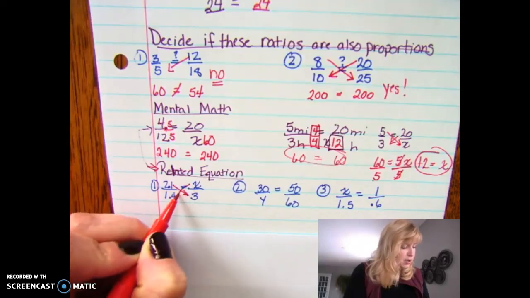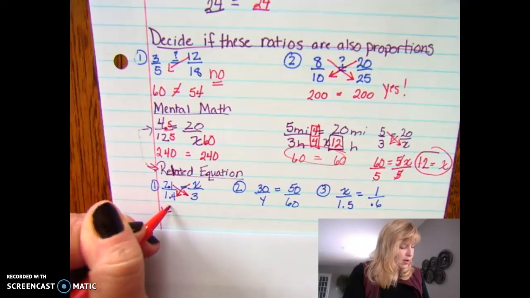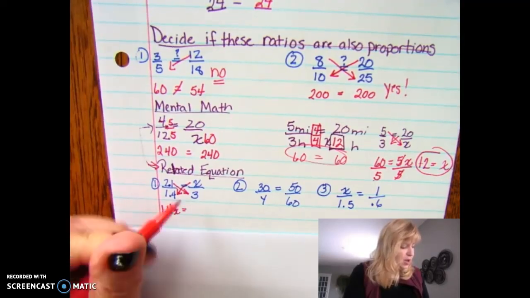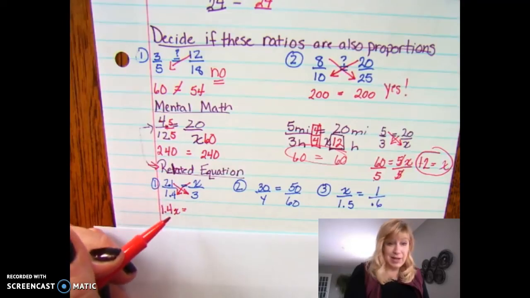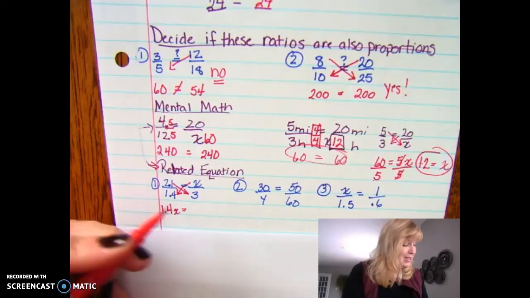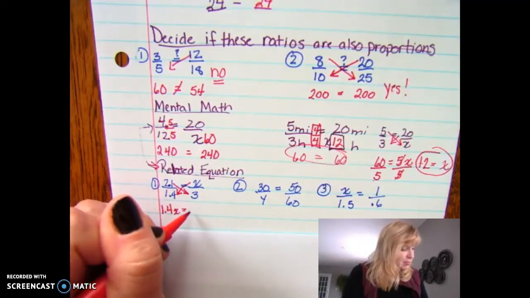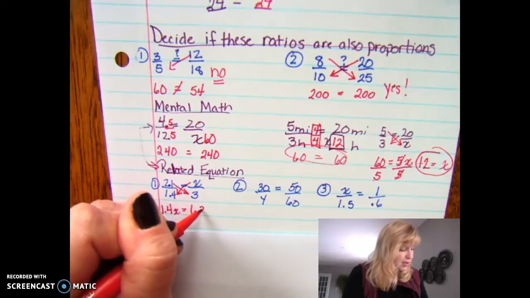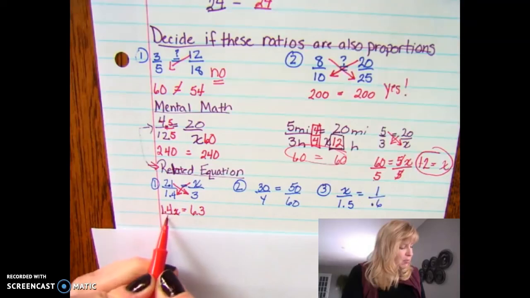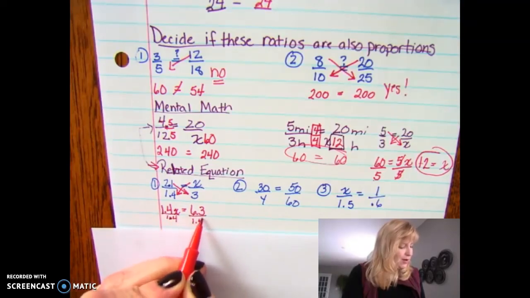So we are going to do the cross product, and this simply ends up 1.4 times x. 1.4x equals whatever 2.1 times 3 is. Very important that you still remember how to multiply decimals. So if you can look here, it will be 6.3. Most people can do that mentally. So now we need to divide this side by 1.4 and this side by 1.4.